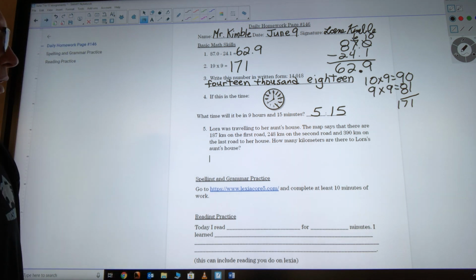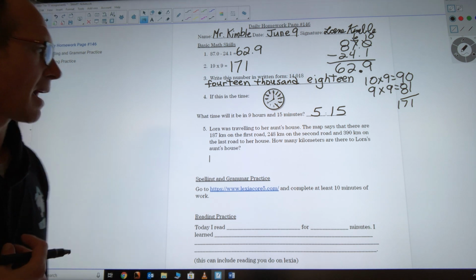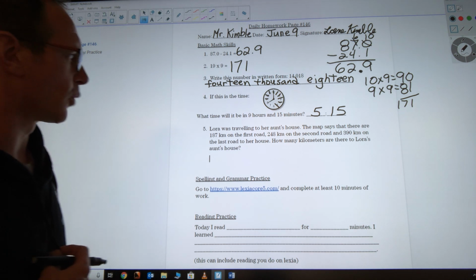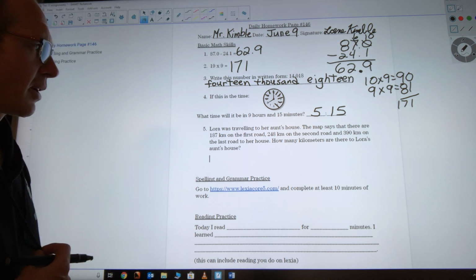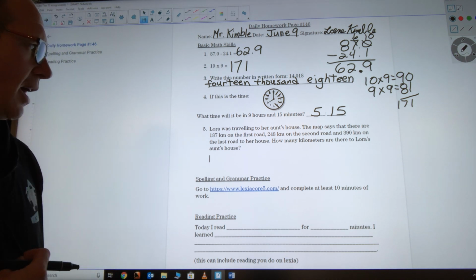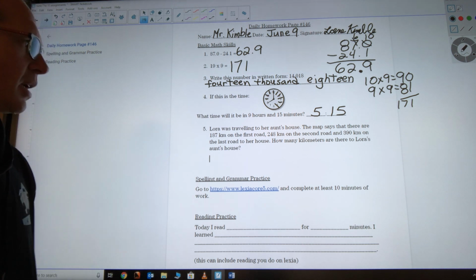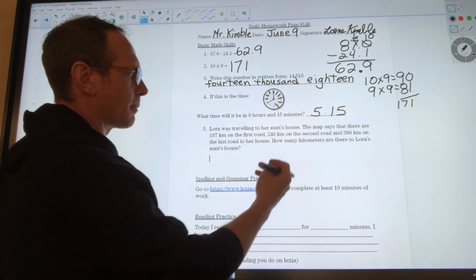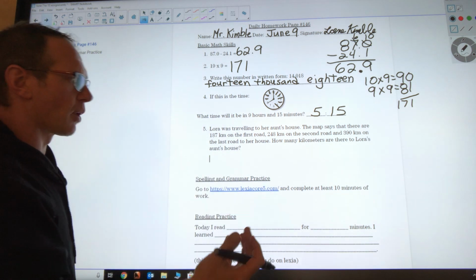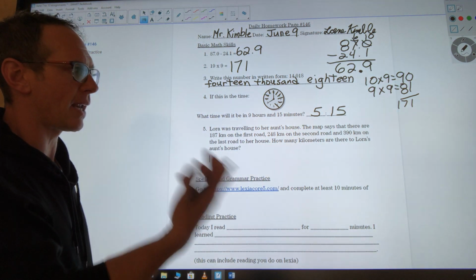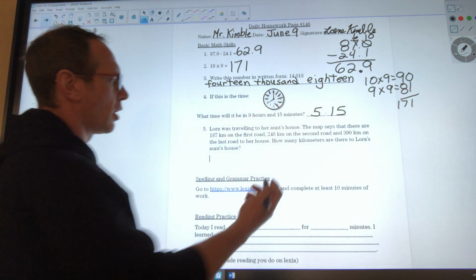Last question says, Laura was traveling to her aunt's house. The map says that there are 187 kilometers on the first road, 248 kilometers on the second road, and 390 kilometers on the last road to her house. How many kilometers are there to Laura's aunt's house? So we have three numbers here. When we're adding them, we can add all three at a time, or we could do 2 and then add the third one. I'm going to do all three at the same time.